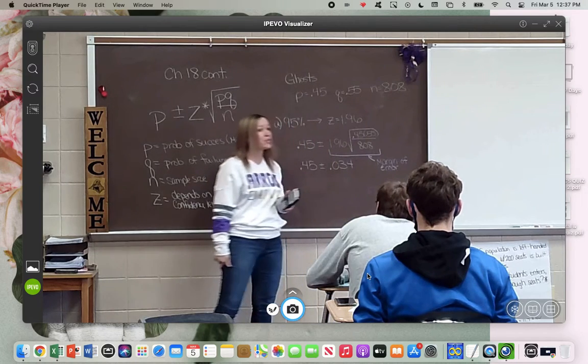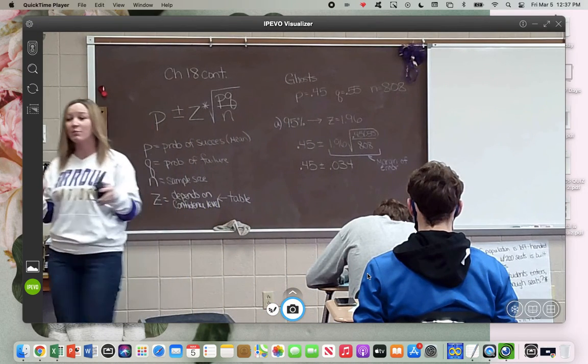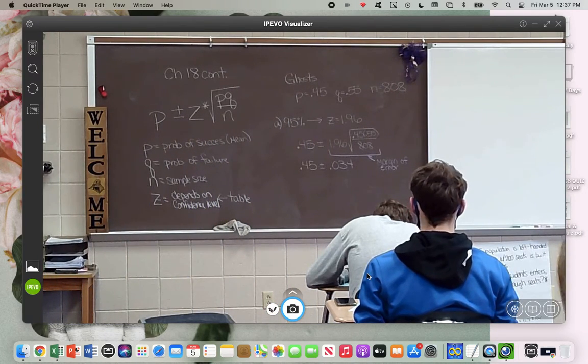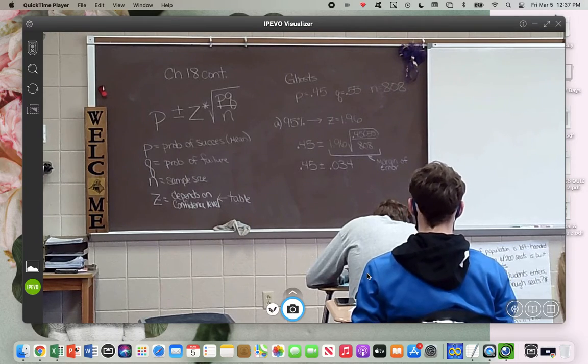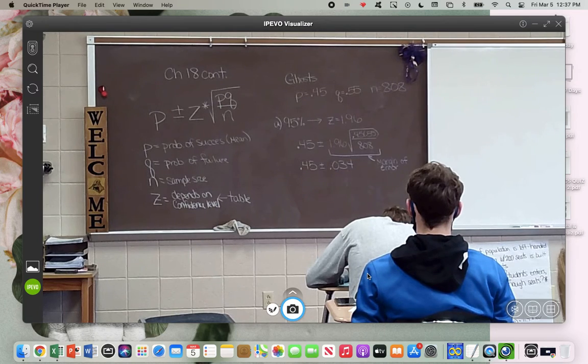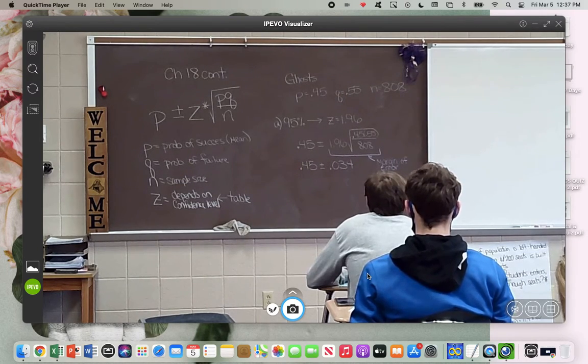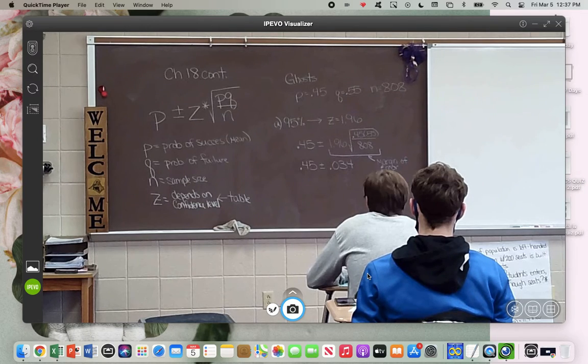The margin of error is giving you that reasonable percentage of how much above the mean and how much below the mean. In this case, that's around 3%, right? So we would expect numbers to be around 0.45, and 3% above that and 3% below that.